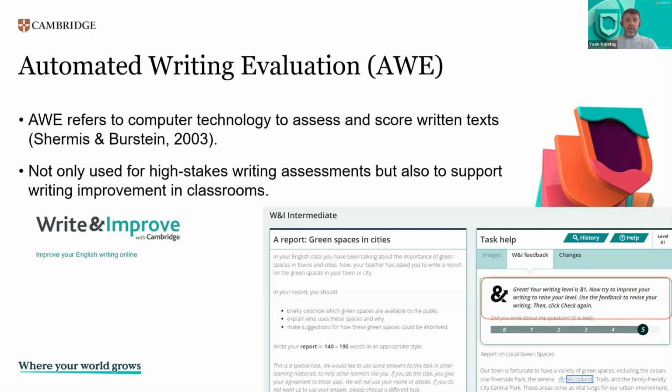for second language writing. For instance, when students submit a report on different topics, like in this example, they receive instant and actionable feedback. For example, in this one, the overall feedback is, as you see here in this red box on the right corner, great, your writing level is B1. Now try to improve your writing to raise your level. Use the feedback to revise your writing, and then click check again. So the feedback could range from grammar corrections to suggestions on how to improve their arguments, and so on. So they can refine their submissions iteratively.